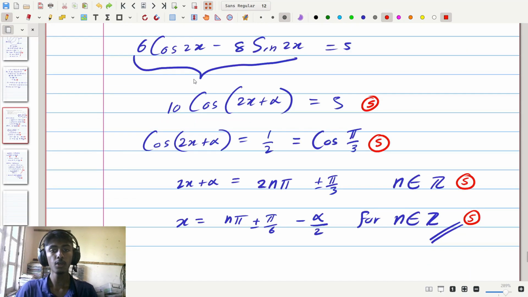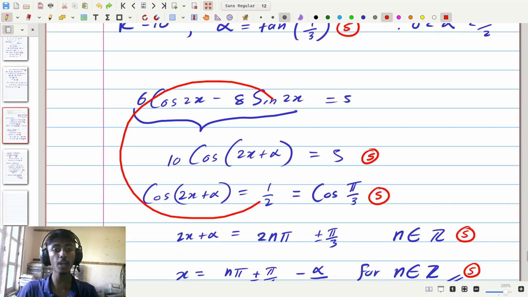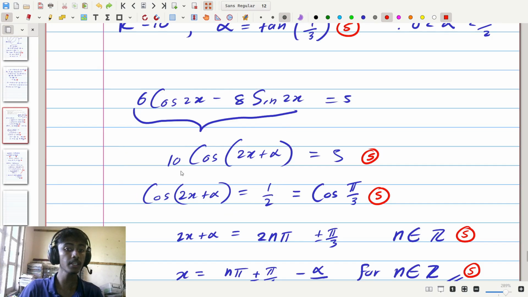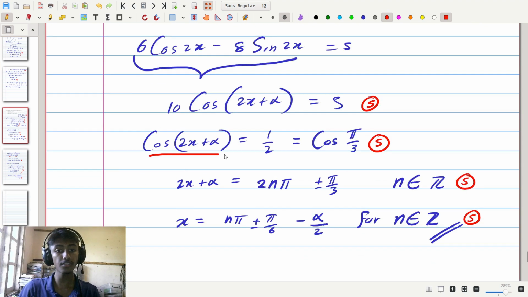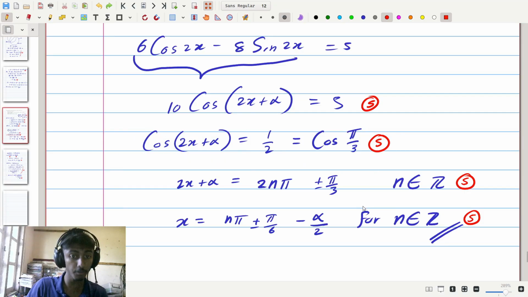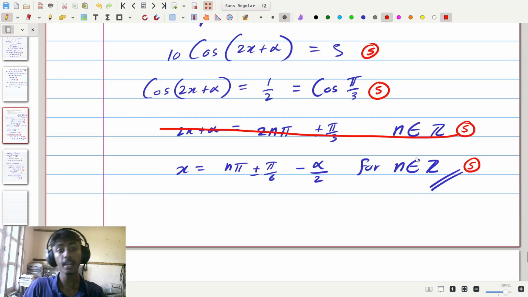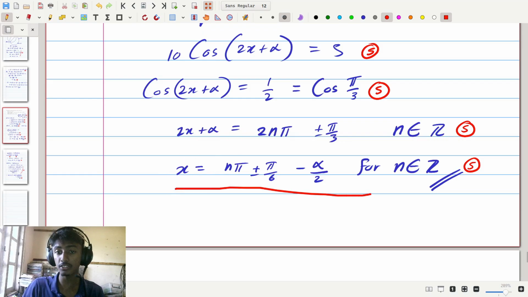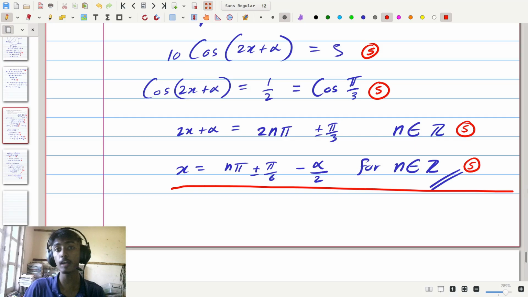After this point, when you then use this equation and substitute in the expression that you have in order to get 10 cosine of 2x plus alpha equals 5, you get 5 marks. When you divide both sides by 10 and say that this is equal to a half, which is then also equal to cosine of pi by 3, you get another 5 marks. When you then apply the fact that if you have cosine of a equal cosine of b, then a equals 2n pi plus or minus b, you get 5 marks for that. And finally, when you rearrange everything to get x on its own and you get this expression right here, you get another final 5 marks for that.